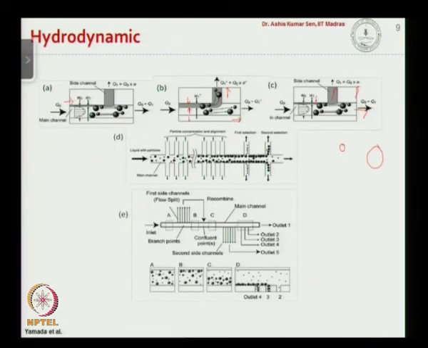So with that let us stop here. We will continue our discussion on active separation in the subsequent lecture.